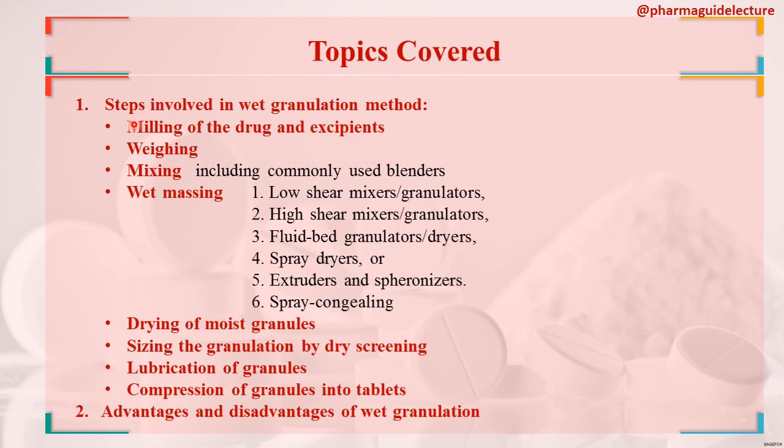Topics covered in this video will be steps involved in the wet granulation method. First is milling of the drugs and excipients, then weighing, mixing, wet massing of the powder mixture using low shear mixer granulators, high shear mixer granulators, fluid bed granulators, dryers, spray dryers, extruders and spheronizers, spray congealing, then drying of the moist granules, sizing of the granulation, then lubrication of the granules, compression of these granules into tablets, then advantages and disadvantages of this wet granulation method. At last we will discuss manufacturing of the tablet using the wet granulation method. I will show you one example explaining how the wet granulation method is used in the formation of the tablets.